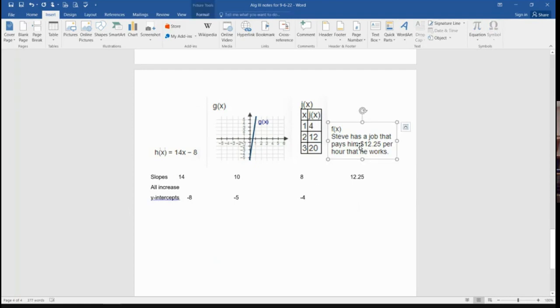How about here? When x equals 0. Basically, when Steve works 0 hours, how much money does he make? He makes nothing because he gets $12.25 per hour. If the hours are 0, that's how many he makes. No money, absolutely. So that is the y-intercept. If we compare that, 3 of them are negative. Which one has the greatest y-intercept? f of x does, because 0 is our largest number there. Which one has the smallest y-intercept? That's going to be h of x, because -8 is the smallest number we have.